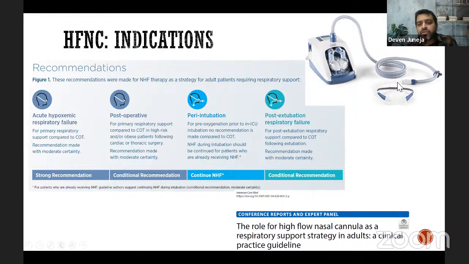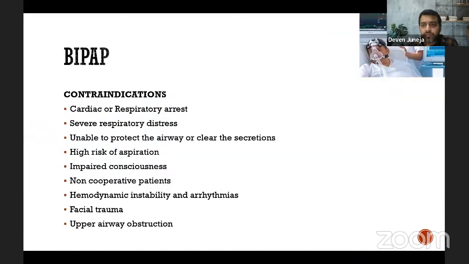This nasal cannula, which you can see over here, is very easy to apply. The patient is more comfortable. The patient can easily take in food. The patient can talk. So the compliance with this machine is much better than our traditional BiPAP machines. Other indications are peri-intubation and post-extubation respiratory failure. So these are the common indications for which we are using HFNC, but indications are also coming up in patients with type 2 respiratory failure, COPD and asthma too.